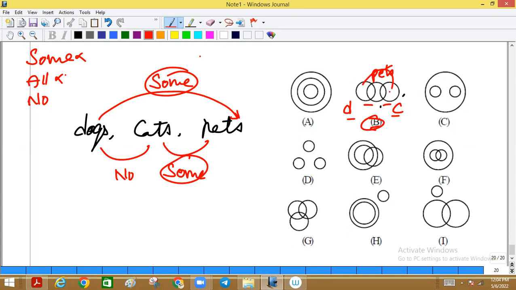So the answer is option B. So when you are confused in the exams, you pick the answer, no problem. Whenever you're confused, at least wait for a second and check the some, no, all relation. Then you will get clarity. Okay, that's the only bottom line I want to say.